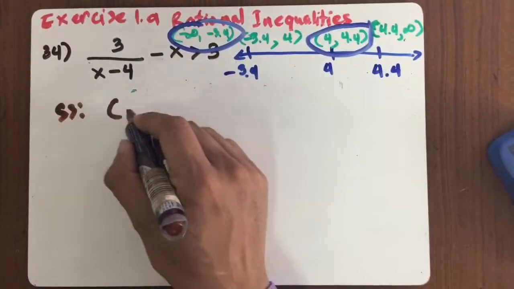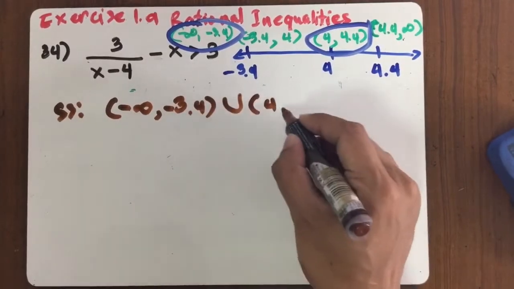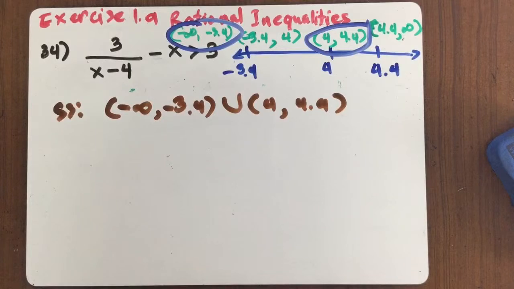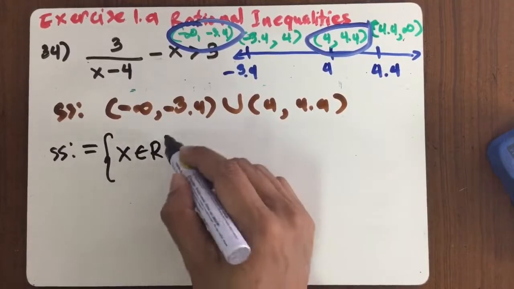Okay. Saan ba nag-negative ang ating function? Siya ay nag-negative in the interval negative 3.4 to negative infinity at 4 to 4.4. So if you were to write it together, kailangan siya is written in the set notation or set interval notation. Is going to be negative infinity to negative 3.4 union 4 to 4.4. Let us write our solution in set builder notation.